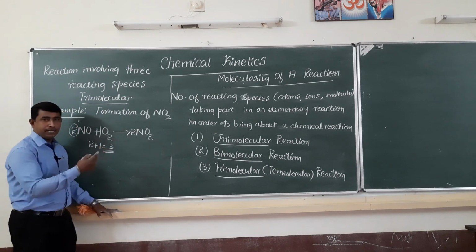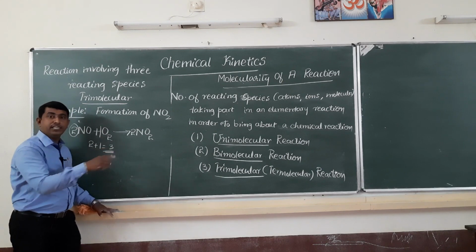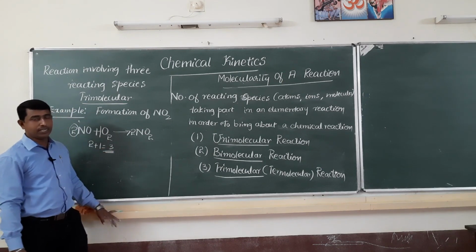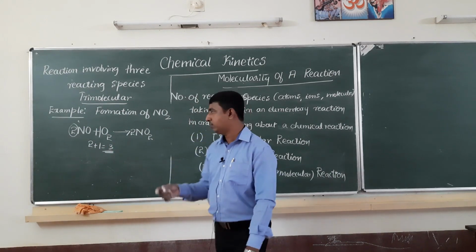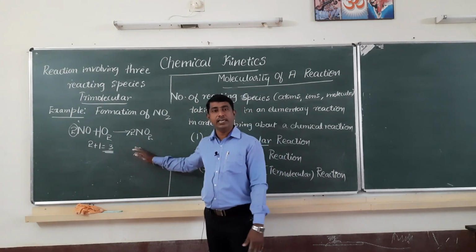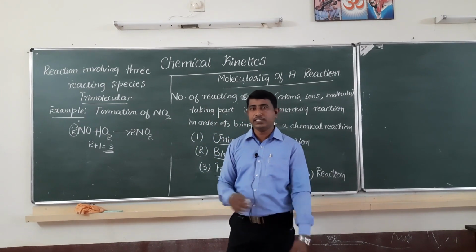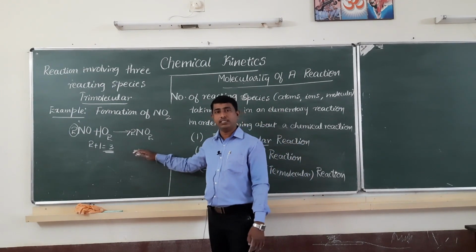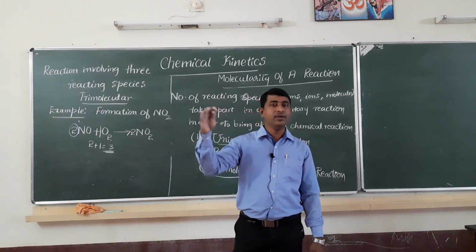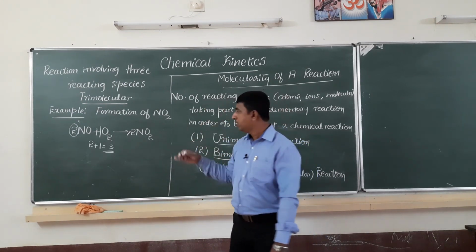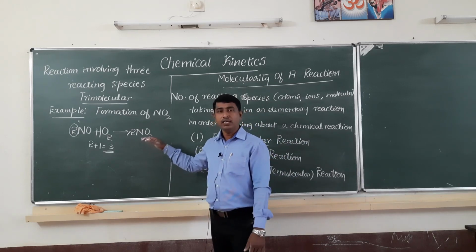In a balanced chemical equation, if the number of reactant molecules is more than 3, then such a reaction is considered to be a complex reaction. What do you mean by complex reaction? A reaction taking place in a sequence of steps, or a number of steps. So, a reaction occurring in a number of steps.